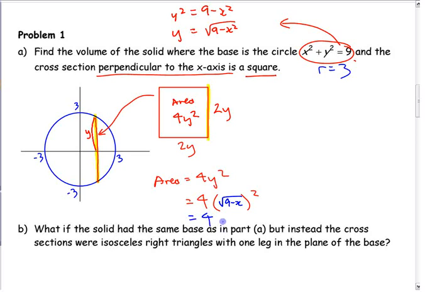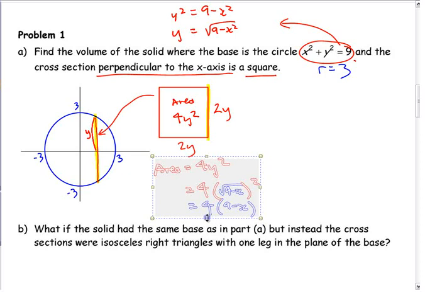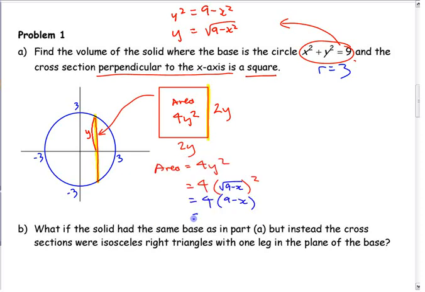4 times 9 minus x squared, right? Or if you want to multiply it out, if you don't want the brackets, what is it going to be? 36 minus 4x. That's an expression for the cross-sectional area in terms of x, right? 36 minus 4x. Not really, because I forgot a squared there, sorry. How about that? Let's make sure we get the squared in there. I missed it.